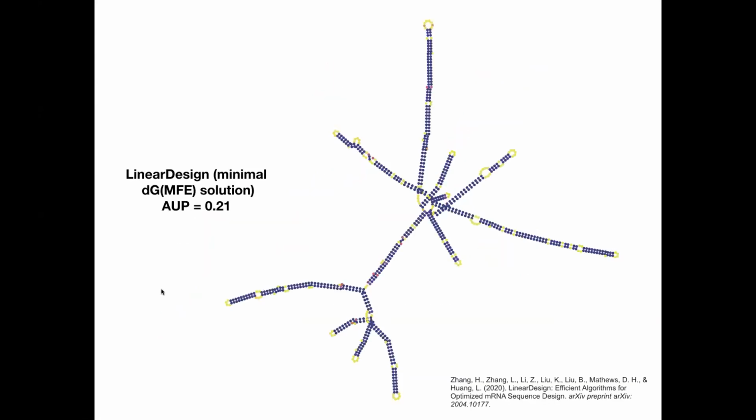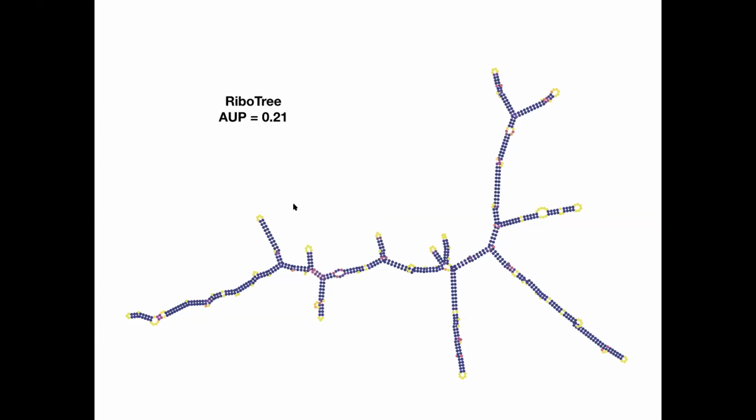Now time to look at some other algorithmic versions. So linear design, many of you may be familiar with. It's from Liang Wang's group at Baidu, and it returns an mRNA sequence that is an optimal solution for the lowest free energy structure. So it uses a dynamic programming method to get this. So here, now we see that the AUP has dropped by a factor of 2. Ribotree, the lowest AUP that I got for this, also dropped by a factor of 2. It actually had the same value for AUP. It had a totally different shape, so that's kind of neat.